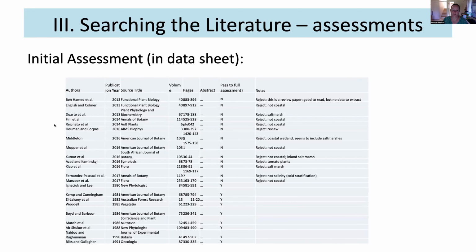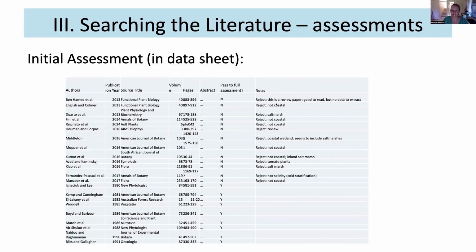This is just showing you what this data sheet might look like. Here are the authors. So this is just what Web of Science will give me: the authors, the publication year, the journal title, the volume pages. The abstract would be here, but of course I didn't include it in this, but I would read the abstract here in this data sheet. And then if it didn't pass, I have a reason why.